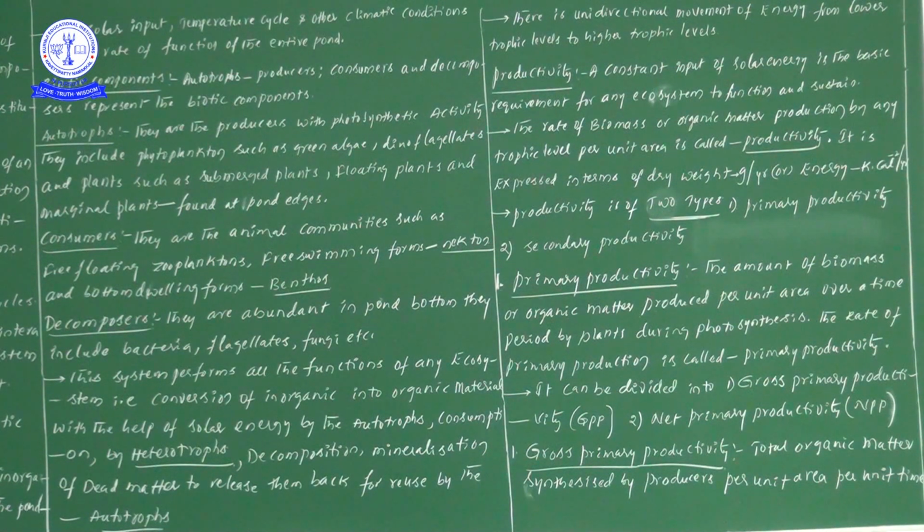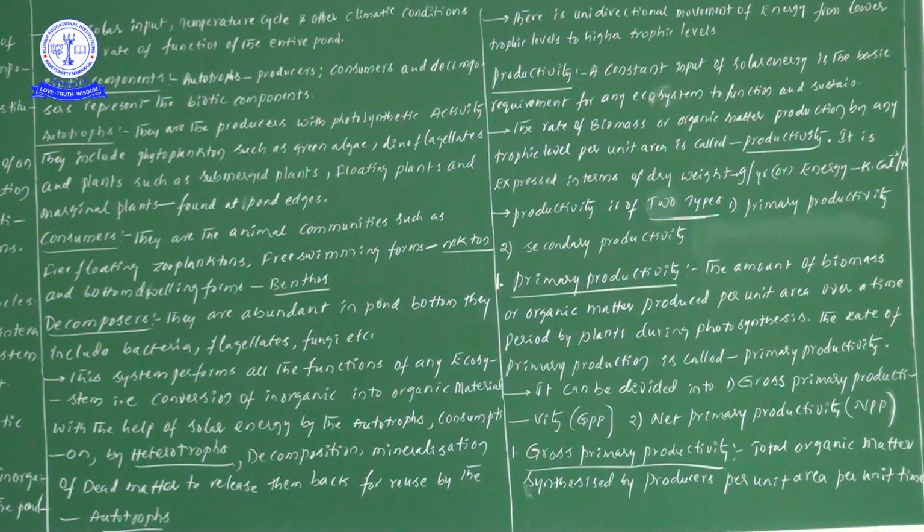Now I am going to start the first component of the ecosystem. Let us read that. The first component of the ecosystem is productivity. A constant input of solar energy is a basic requirement for an ecosystem to function and sustain. We can understand it in easy English. What is the point? A constant input of solar energy.